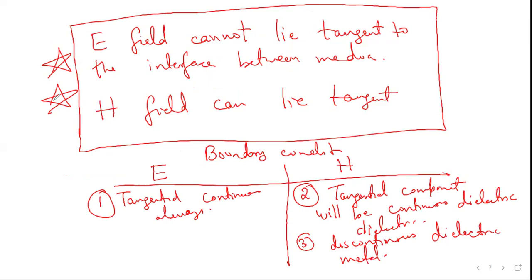Whereas the magnetic field is the one that can lie tangent. That is why power will take different forms, either the electric form or the magnetic form. Is that clear? We'll go ahead. So we have understood boundary conditions as well.